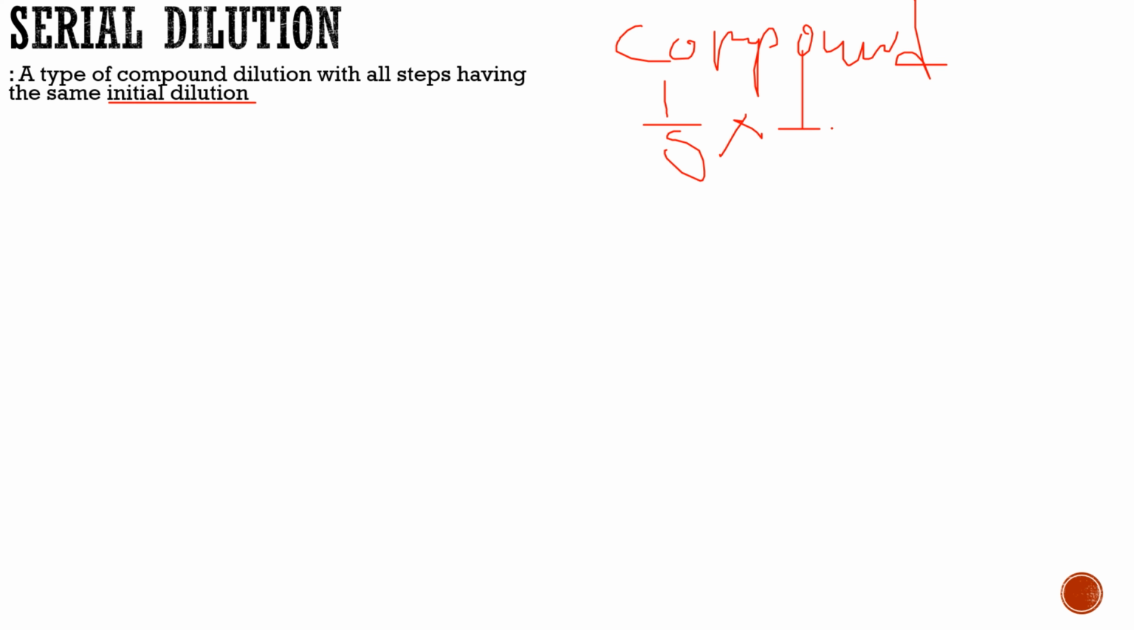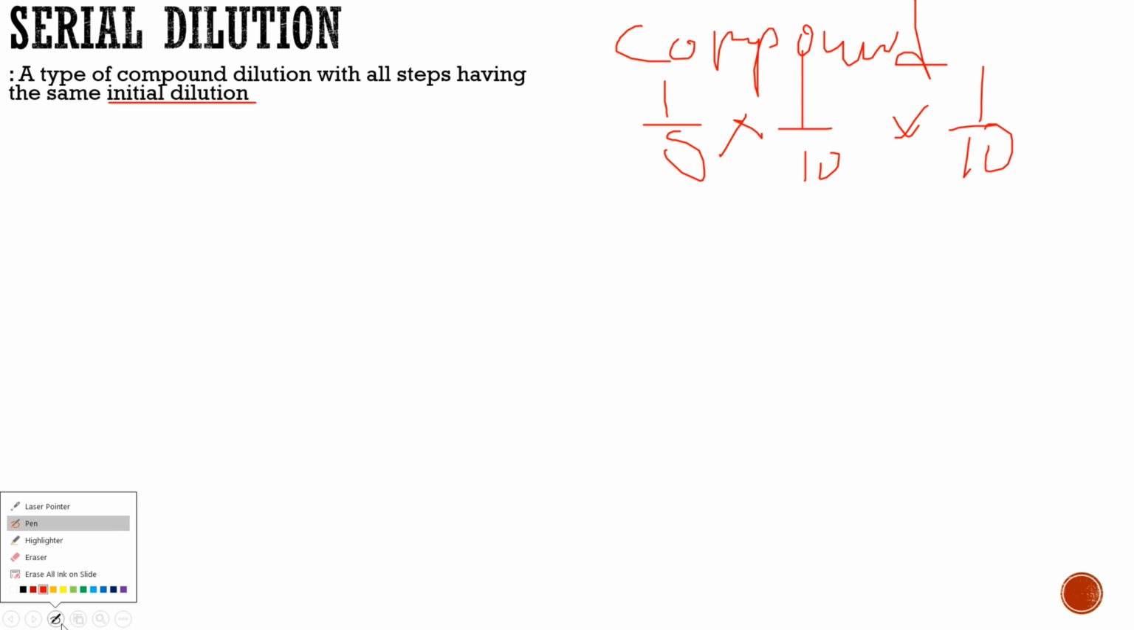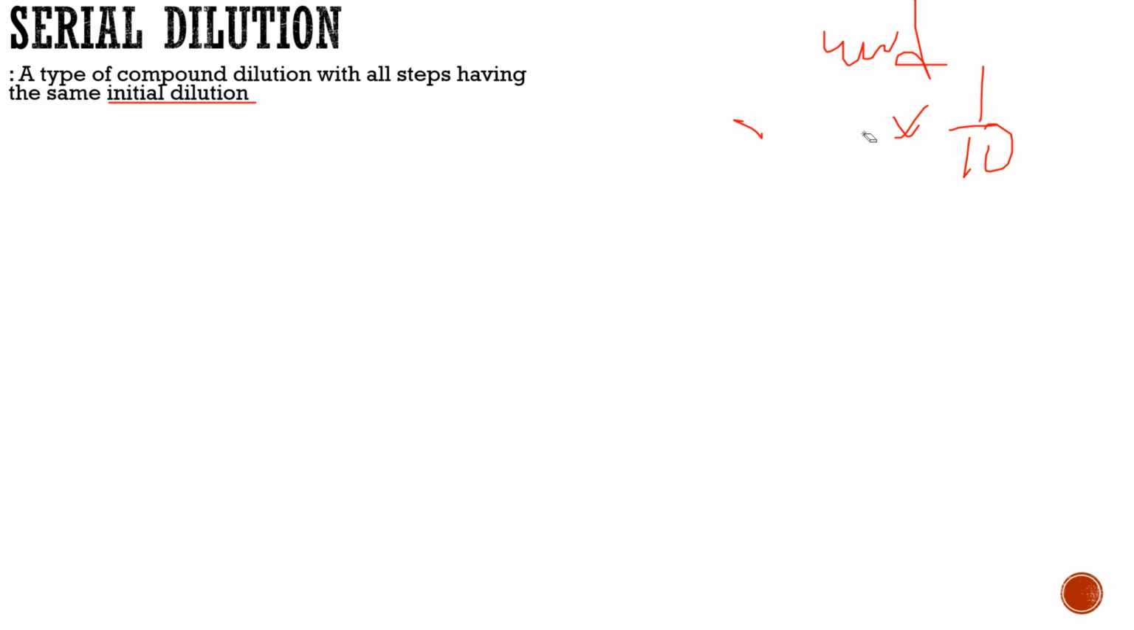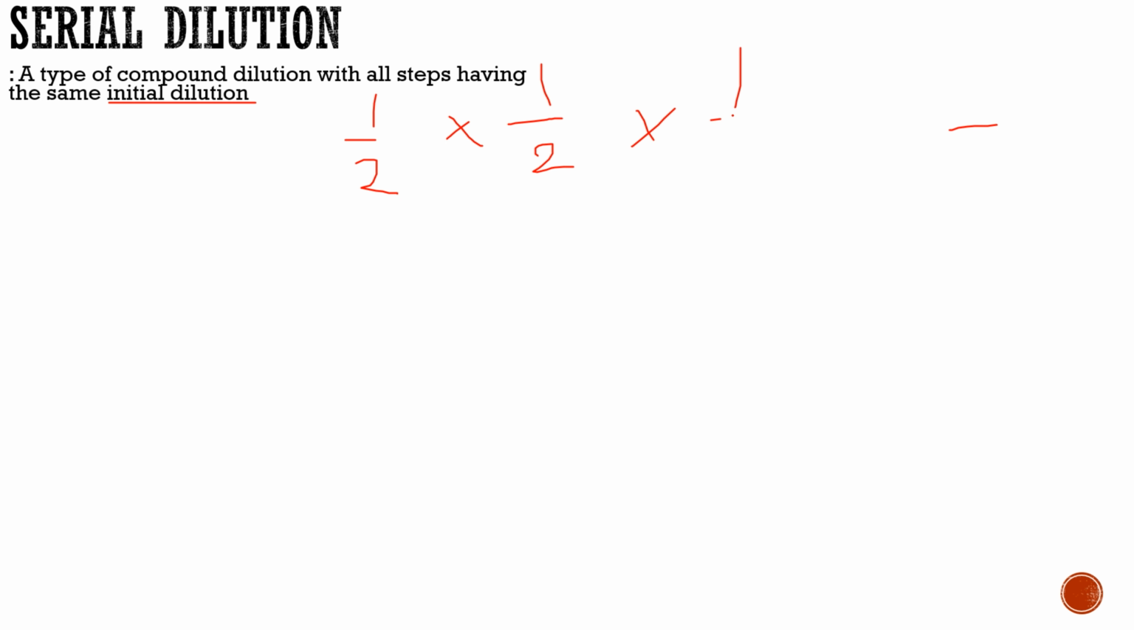So serial dilution, class, this is wherein all steps would have the same initial dilution. Di ba sa compound, iba-iba yung, you have different initial dilutions. Yung 1 is to 5, times 1 is to 10, times 1 is to 10. But this time, sa serial dilution, pare-pareho sila. So if your first dilution is 1 is to 2, your second dilution will also be 1 is to 2, your third dilution will also be 1 is to 2.